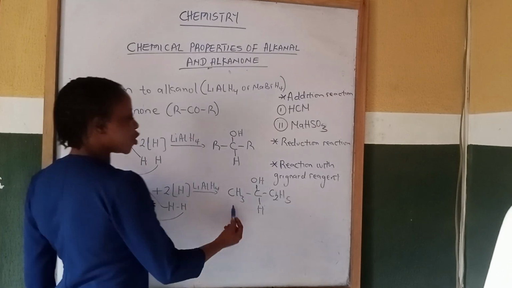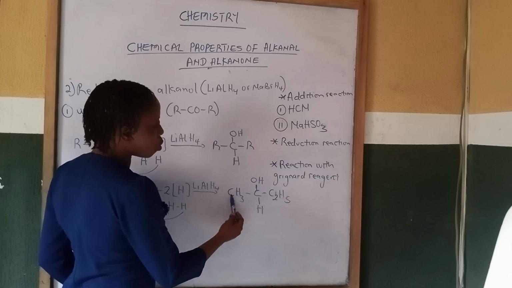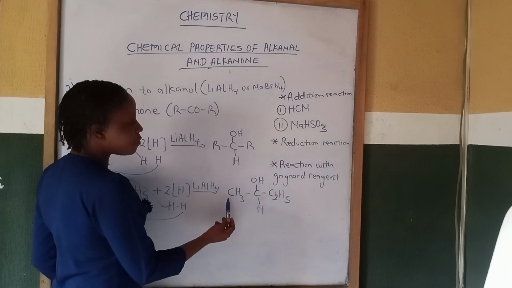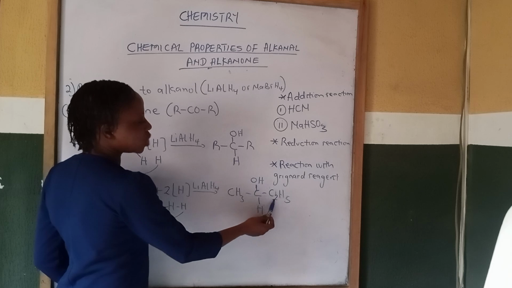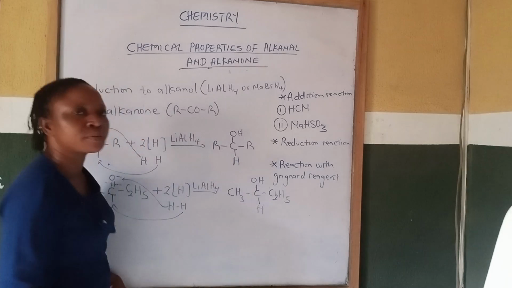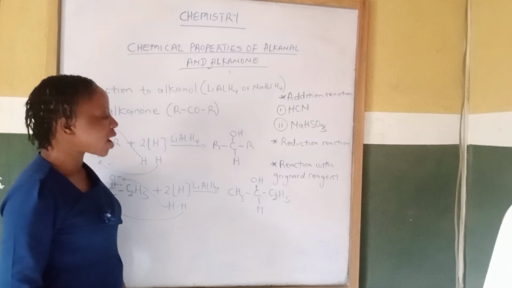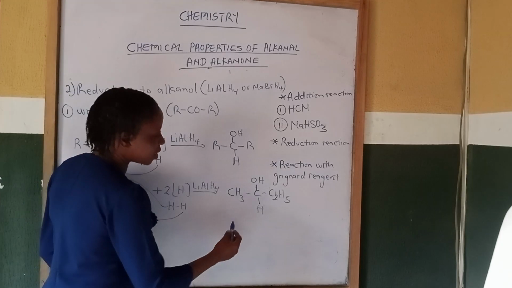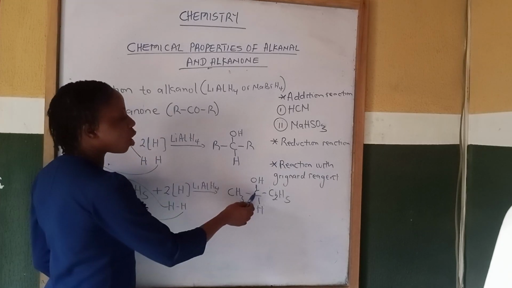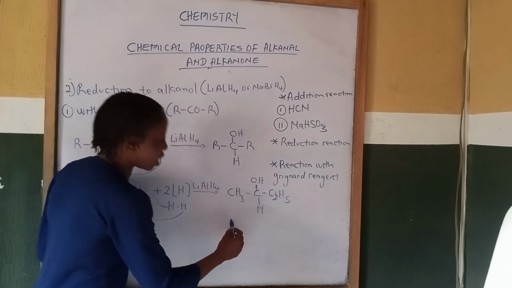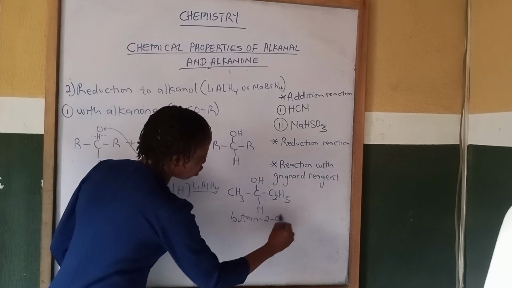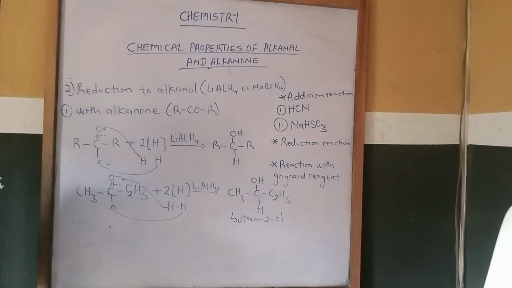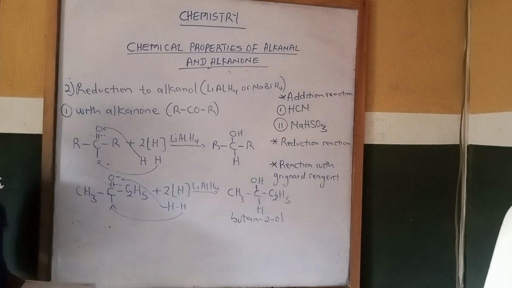So let's name the product formed. 1, 2, 3. So we have 4 carbon atoms in the straight chain hydrocarbon, 1, 2 plus 2, that is 4. So that is the fourth member of alkanol, which is butanol. But the OH is on the second carbon atom, so we call it butan-2-ol. So that is the name of the product formed, butan-2-ol.